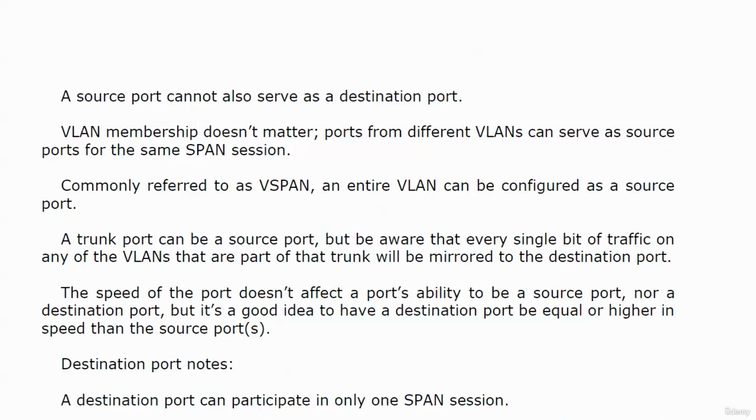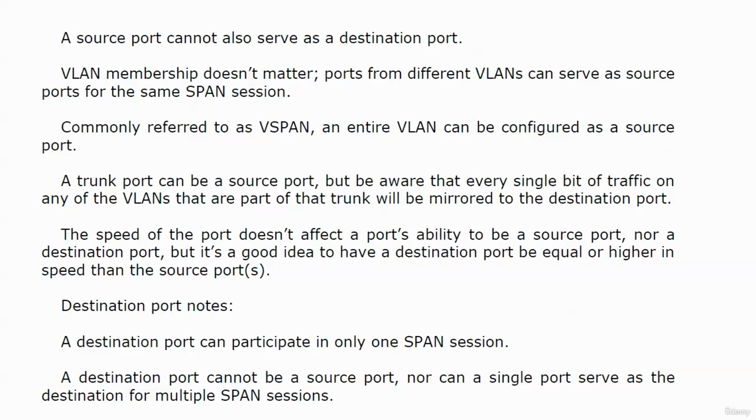A source port cannot also be a destination port. Makes sense? As I mentioned, VLAN membership doesn't matter. Ports from different VLANs can serve as source ports for the same SPAN session. I did mention VSPAN, but I'm just reminding you that an entire VLAN can be configured as a source port. A trunk port can be a source port, but be aware that every single bit of traffic on any of the VLANs that are part of that trunk will be mirrored to the destination port. Not trying to scare you, that may be exactly what you want, but you should be aware of it.